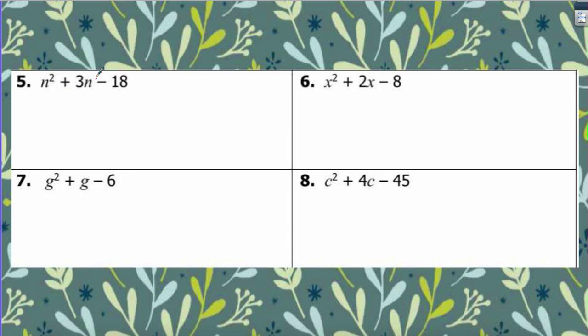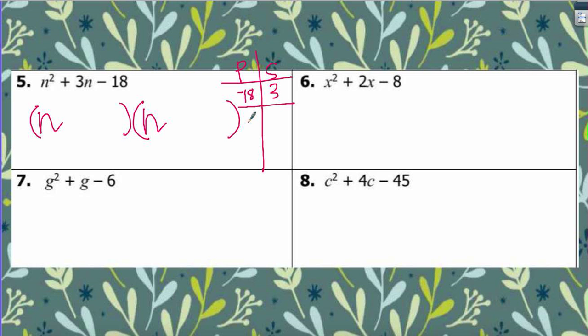So this next section, if you'll notice, the number at the end is now negative. Still the same idea. I'm still going back to two binomials. N squared came from n times itself. But now I'm looking for a product of a negative 18 and a sum of a positive 3. So to get 18, I've got 3 times negative 6 or negative 3 times a positive 6. There are a couple different options. I've got 9 and 2, but that's not going to give me any kind of sum or difference of 3. So I'm really focused on this 3, 6 option.